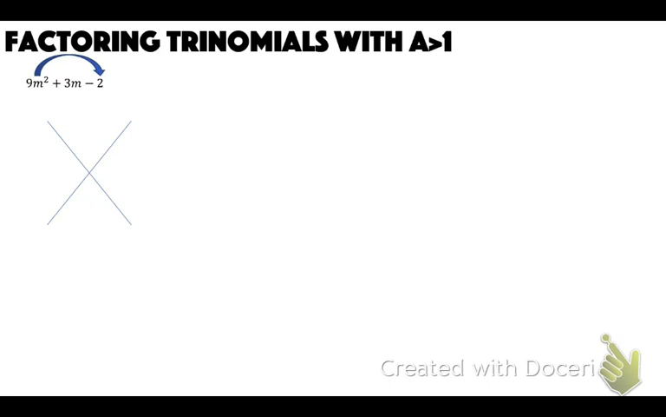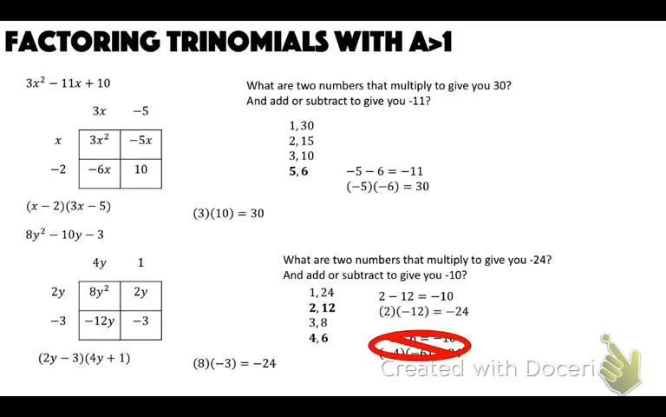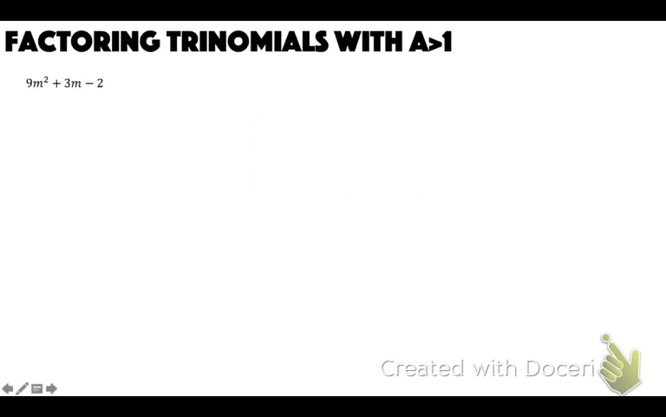So first we're going to multiply 9 and negative 2, kind of like what we were doing back here when we multiplied 8 and negative 3, or we multiplied 3 and 10. So I'm going to multiply 9 and negative 2, and I get negative 18. That's what's going to go up top. And then 3 is going to go on the bottom. So that middle term goes on the bottom.